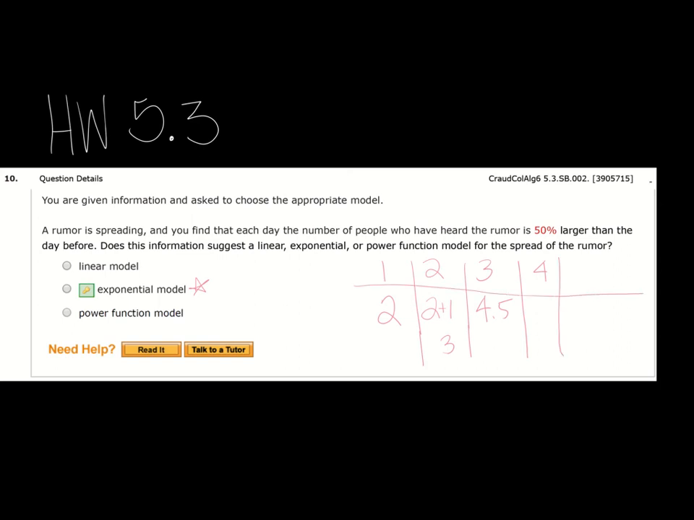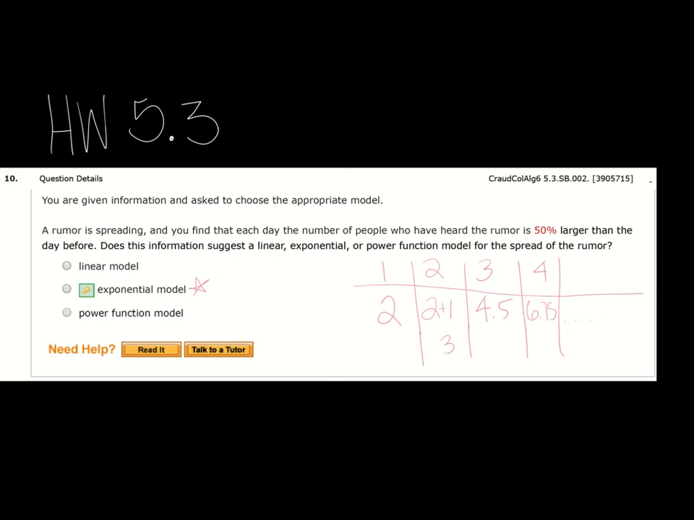But just looking at the numbers here, just trying to come up with a model. Then if I add another 50%, then 6.75 people know, and you could keep going. This is just to get some numbers under your belt so you can see what's going on here with the numbers. However, just consider this.